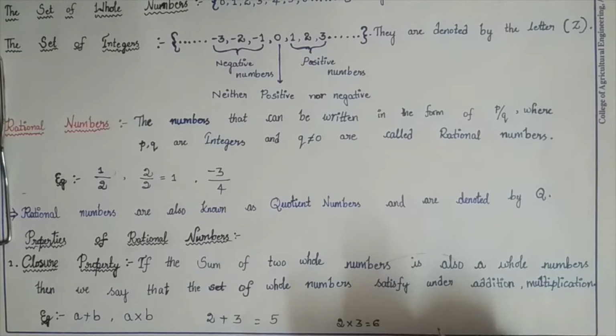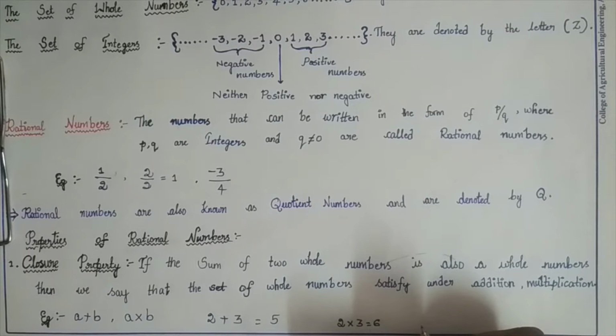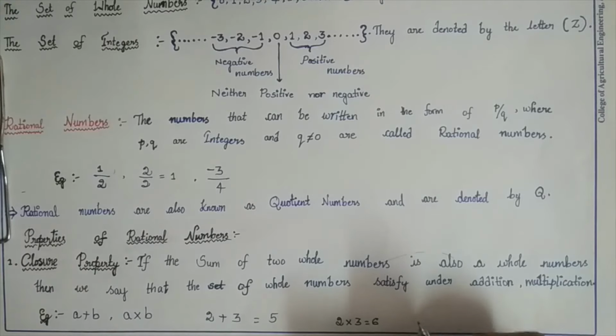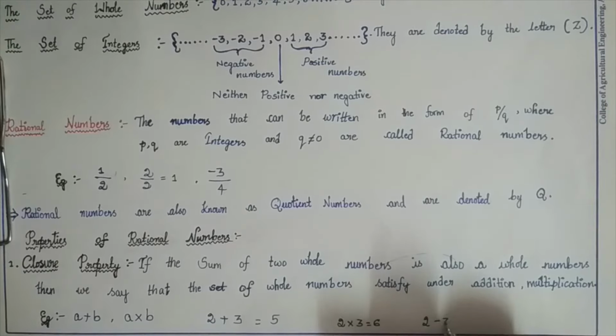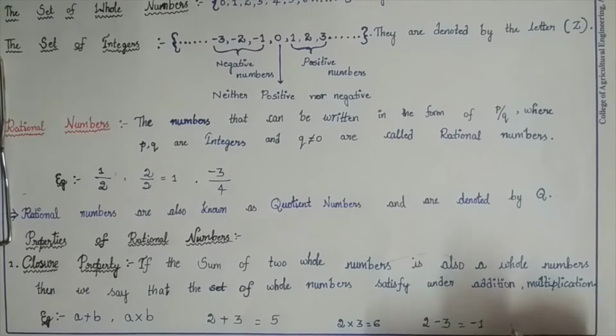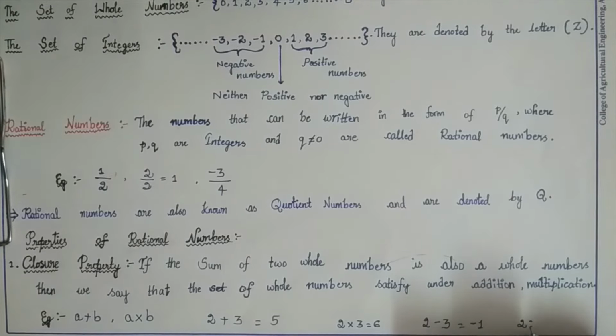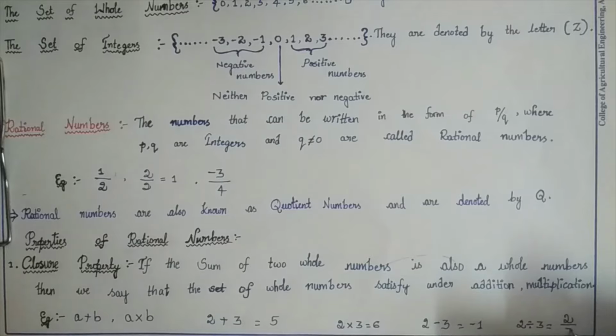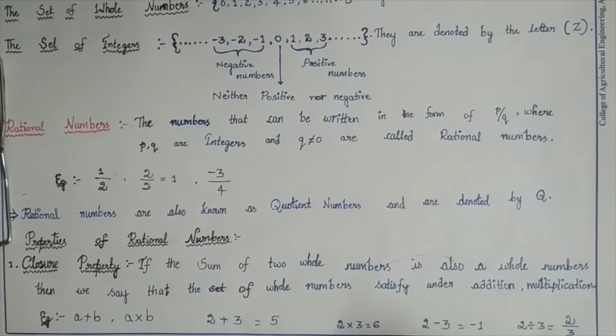According to the closure property, under subtraction and division it doesn't qualify, because if you take 2 minus 3 you will get minus 1, which is not a whole number. And if you take 2 divided by 3, 2 by 3, it is not a whole number.